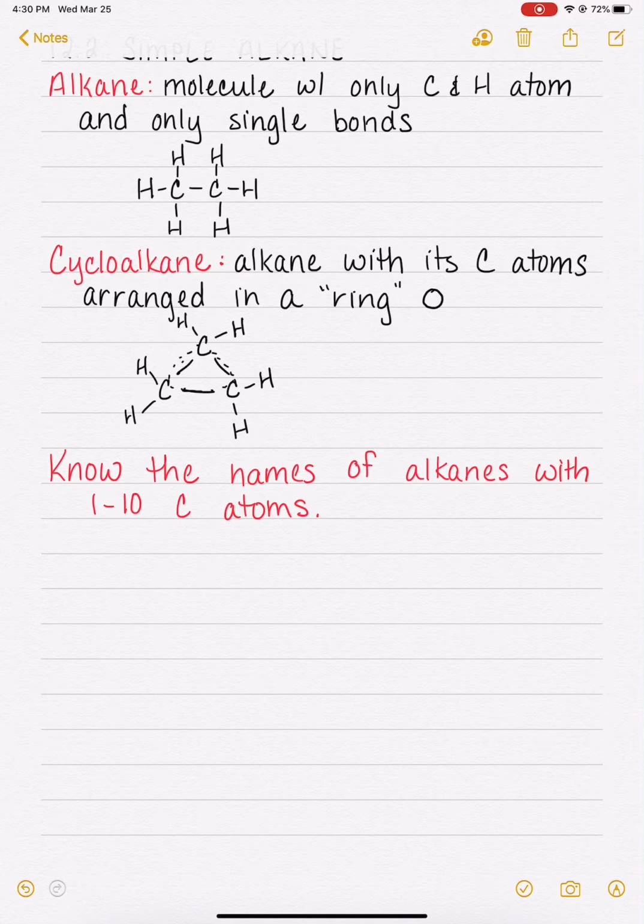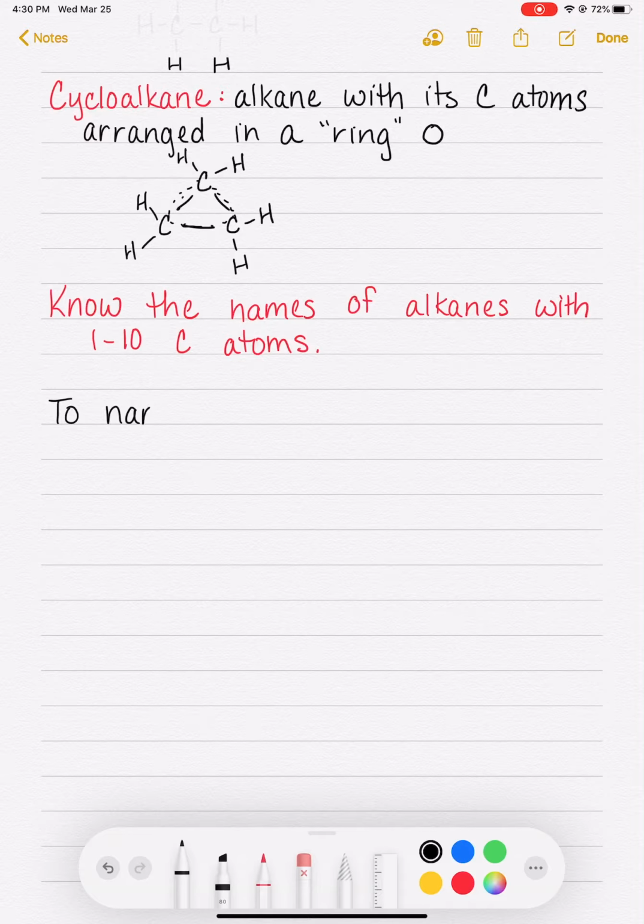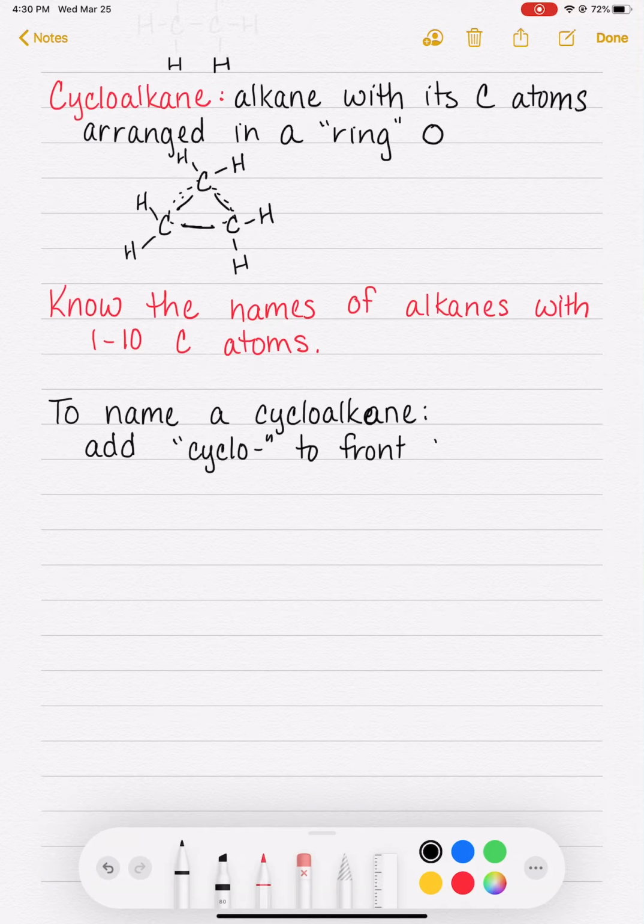For cycloalkanes, they were not included on that table 12.1. To name a cycloalkane, all that you have to do is just add the prefix cyclo to the front of the name. And that just lets everybody know that it's a molecule with that ring or cyclic shape.